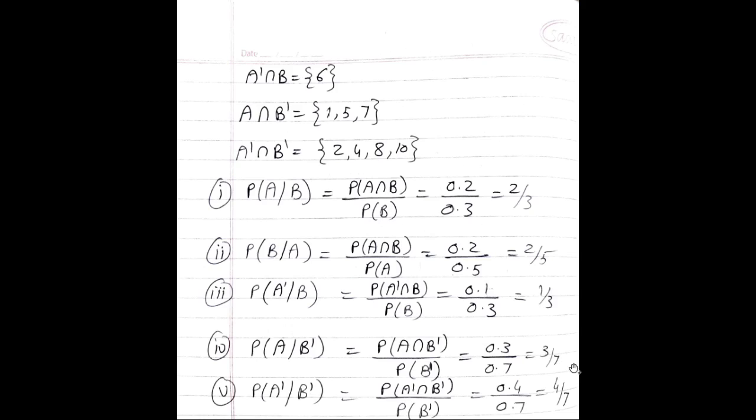Last part of the problem, P(A complement given B complement) is equal to P(A complement intersection B complement) divided by P(B complement), which is nothing but 0.4 upon 0.7. So the final answer comes out to be 4/7.